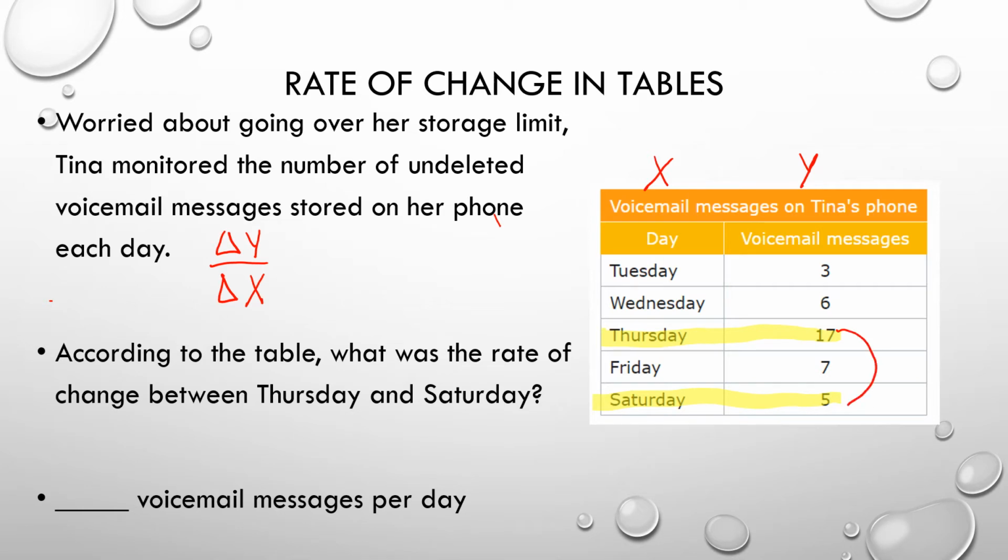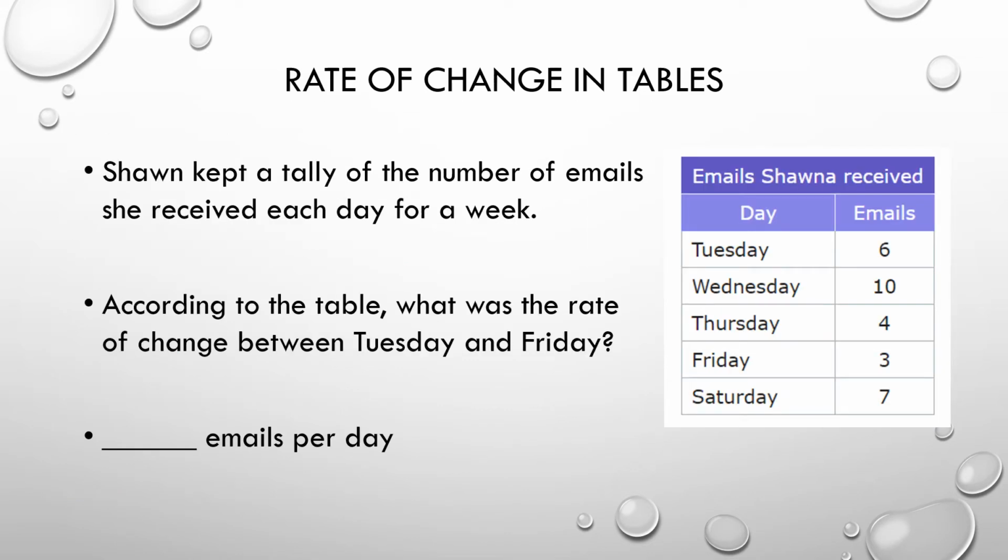So it went from 17 to 5. It went down in number, so it's negative. And 17 minus 5 is 12 over Thursday to Saturday. You don't count Thursday, so Friday, Saturday, that is 2 days. Negative 12 divided by a positive 2 gives us a negative answer. And 12 divided by 2 is 6. So our answer is negative 6. Pause your video and try this one on your own.